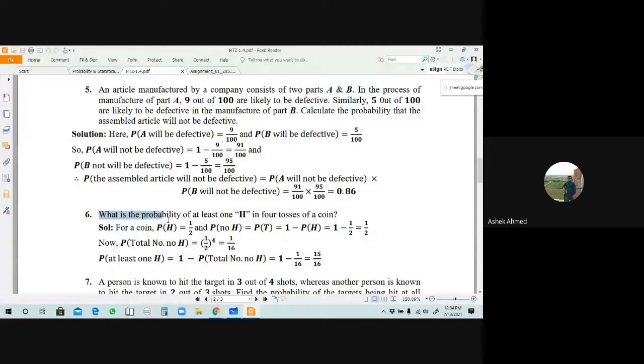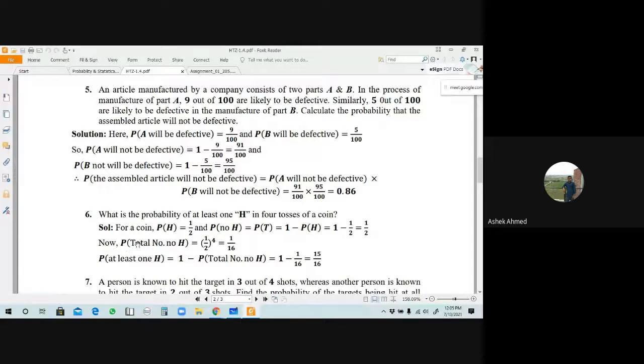Now tell me, what is the probability of at least one ace in 4 tosses of a coin? If a coin is tossed 4 times, how many aces are there? Tell me here, the probability of ace, my ace means head, the probability of head is what? Half. No head means tail, is it right? Its probability is also half. Is it right or wrong? Yes sir, it's right. Okay.